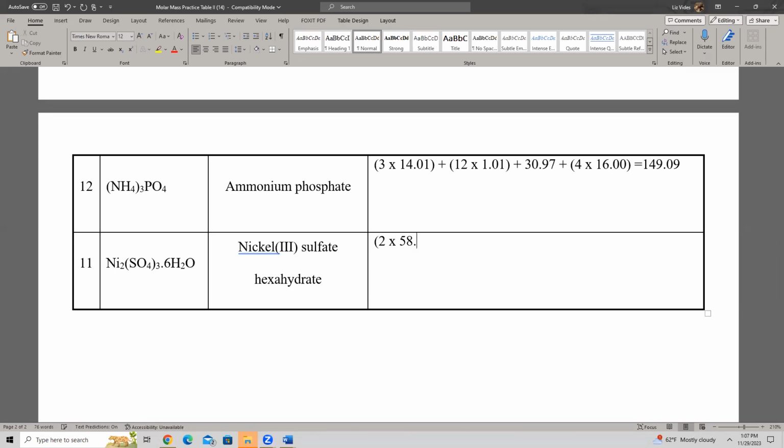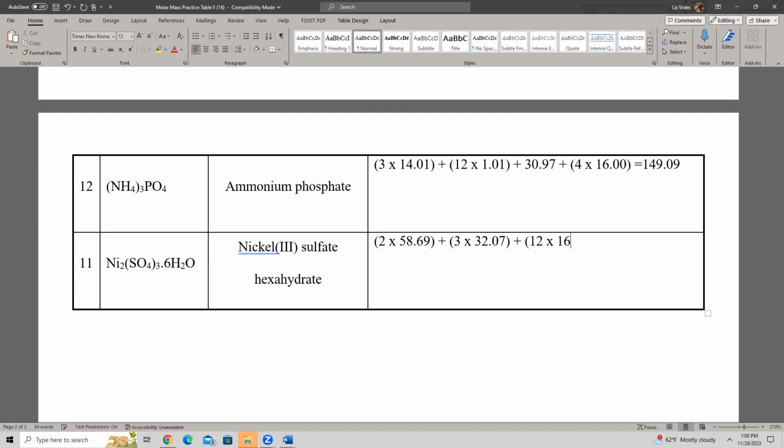Okay, and then we have how many sulfurs? 4 times 3? No, just 3. Just 3? Yeah, because the sulfur has a 1 in front of it, remember? Which is never written in chemistry. Sulfur is 32.07, I think. Yep, that is correct. Plus, how many oxygens do we have? 4 times 3. Don't forget that 3. So that's 12.